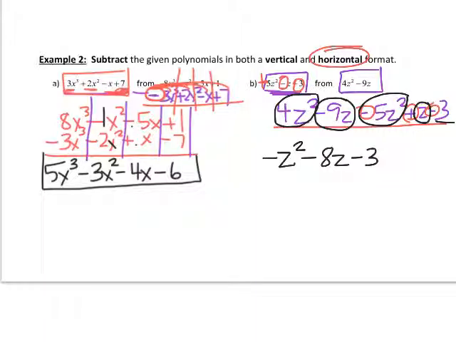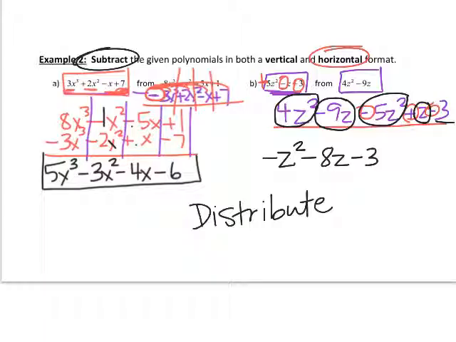Okay, so this gets a little bit more complicated when we're subtracting the polynomials because we want to be careful. Distribute the negative, and you want to make sure you know what you're subtracting from what. And that's going to be a little bit challenging. You'll just have to be a little bit more aware of what you're doing.